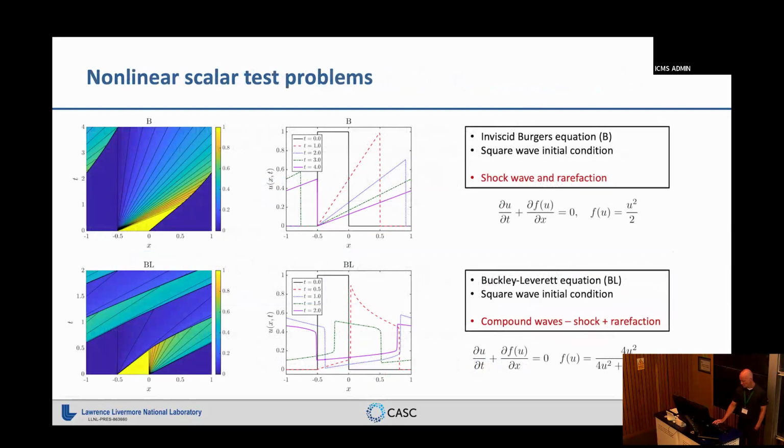So here are results. This is inviscid Burgers on the top, Buckley-Leverett on the bottom. Here's the solution so you can see them. The main things to point out are that you have a shock wave and a rarefaction up here, and down here you have compound waves. And this is a harder problem. You'll see the convergence is a little bit worse for the bottom case than the top.